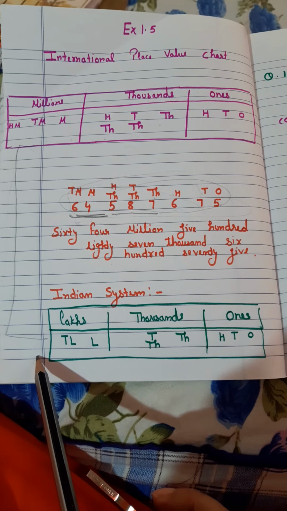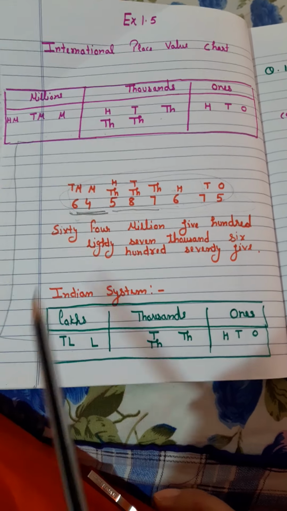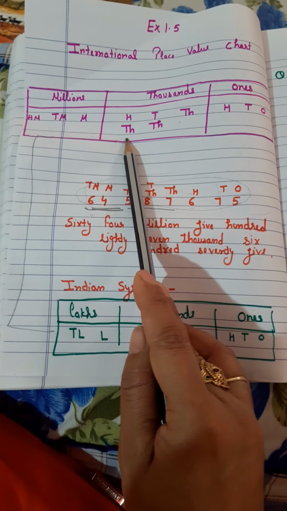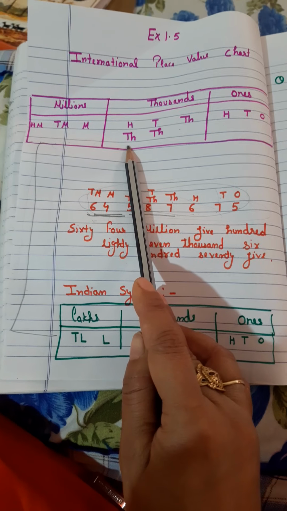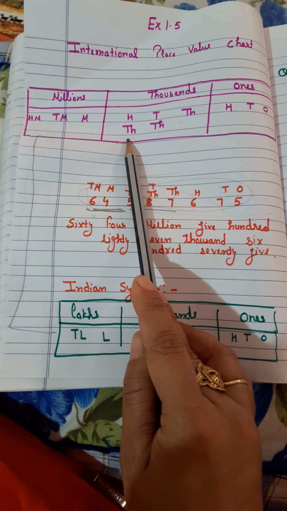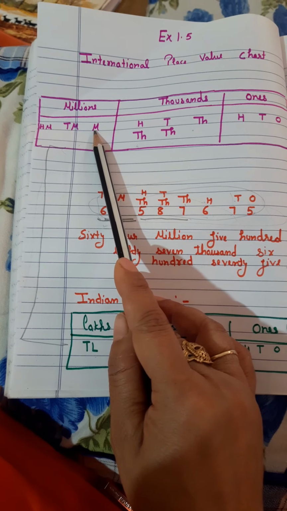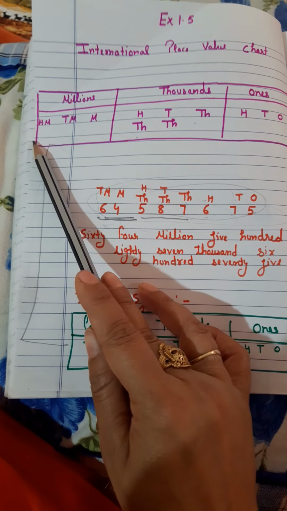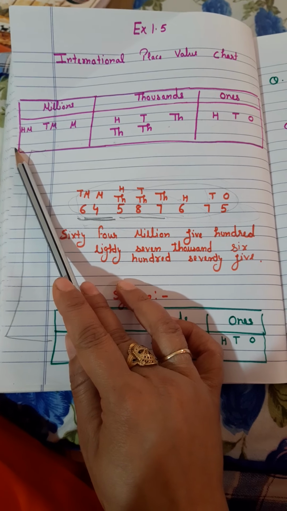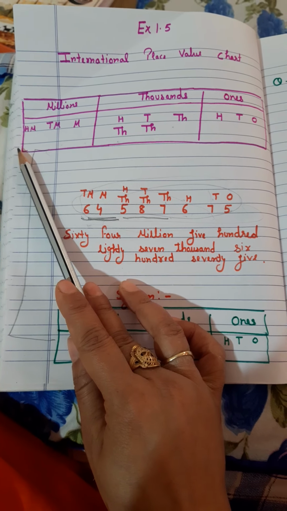Just compare these two charts. See them carefully. In the international system, after 10,000 we have one more place, that is 100,000, and after 100,000s we do not have lakhs and 10 lakhs. We start with millions, 10 millions and go to 100 millions. So this difference should be clear to you for solving the questions.